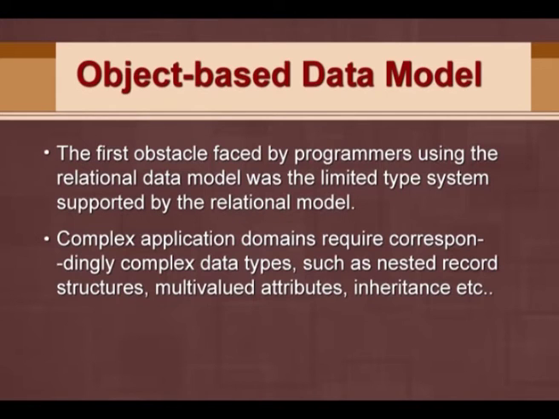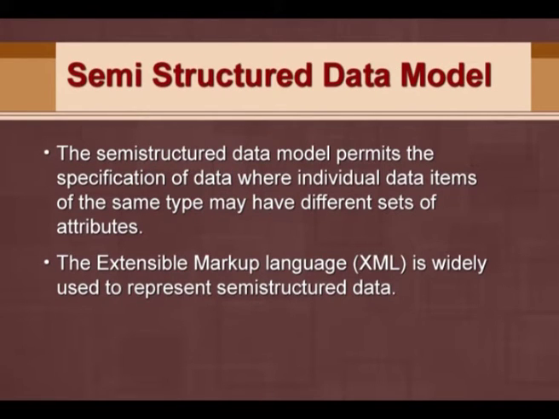Next comes the semi structured data model, which permits the specification of data where individual data items of the same type may have different sets of attributes. So at one time it may have a set of attributes, and at another instance it may differ from the first set of attributes. At that particular instance we cannot go for the standard models like the relational model or the other models. You have to select a semi structured data model, wherein XML is widely used to represent the semi structured data. So these are the various data models we had discussed.